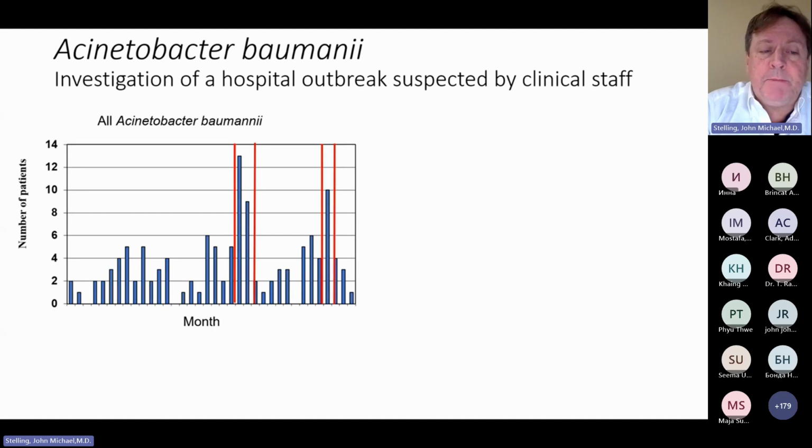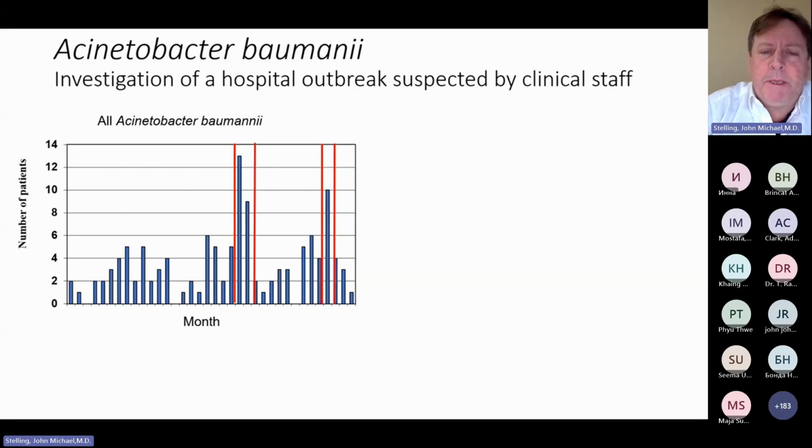What you see is a distribution of the number of people with Acinetobacter baumannii on a monthly basis. In most months, there are somewhere between 1 and 5 people with Acinetobacter baumannii. And then in the first red bars, you see a very large peak, 13 people in 1 month, followed by 9 people in 1 month. And then there was a return of this true outbreak a few months later with 10 people in 1 month.